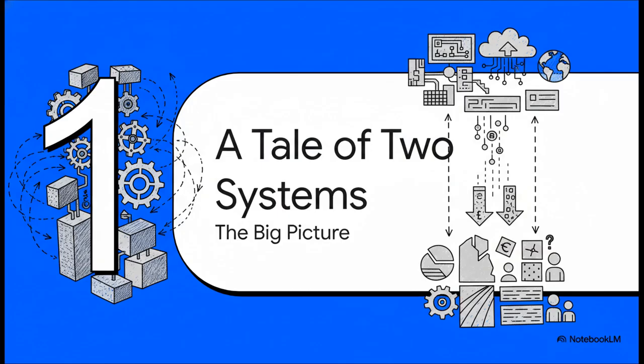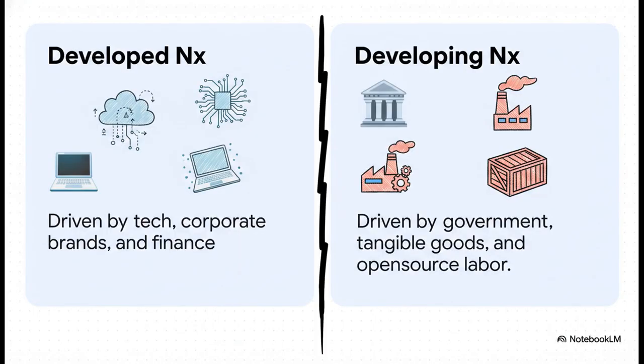Okay, so let's start with the 30,000-foot view. What are the absolute basic building blocks of these two models? Well, right off the bat, the difference is huge. The model on the left, the developed NICS, is all about the abstract stuff: technology, big corporate brands, and these super complex financial markets. But the one on the right, the developing NICS, it's all about things you can actually see and touch. The government, physical goods, and a workforce that contributes to shared open systems.